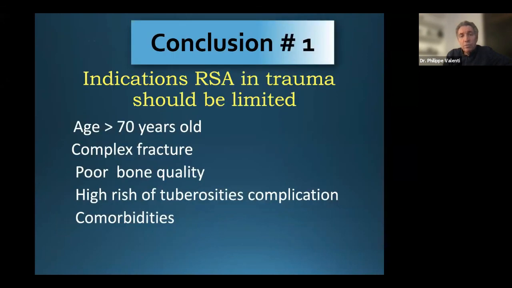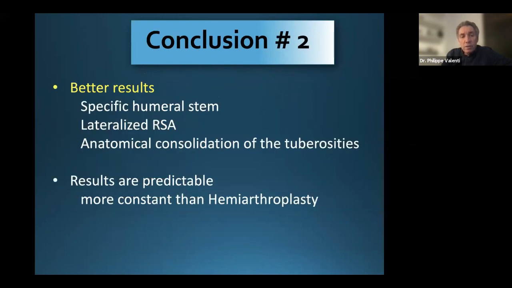So I would like to do the conclusion regarding the indication of the reverse in trauma. The first point is that we should limit the indications: age more than 70 years old, complex fracture dislocation of the humeral head, poor bone quality, high risk of tuberosity complication. If you are not sure how to obtain a good consolidation, I prefer to use a reverse arthroplasty, depending on comorbidities. And the best results you can expect if you do a reverse are if you lateralize, if you obtain an anatomical consolidation of the tuberosities, and with a specific humeral stem.